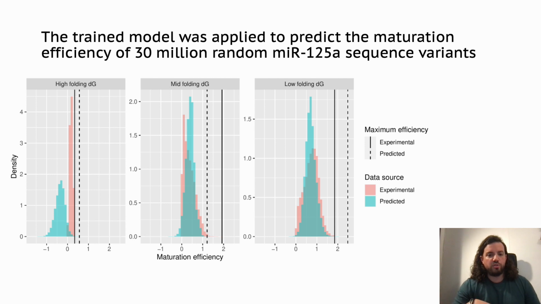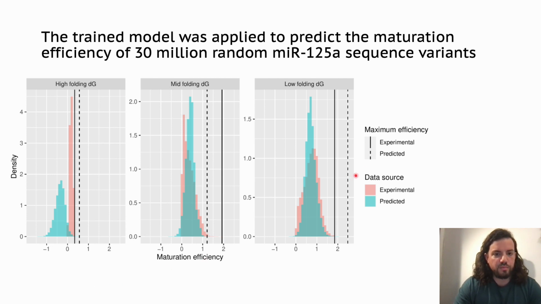sequences. So using randomly generated variants that can combine mutations everywhere in the structure, instead of just by boxes, we predicted the maturation efficiency of 30 million random miR125A sequence variants. And so here we bin them into high folding energy, medium and low folding energy. And so we visualize both the experimental data from the Bartel dataset and the predicted data from these 30 million, so 10 million for each category.